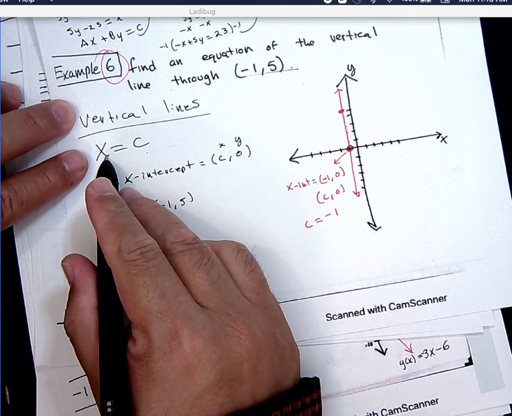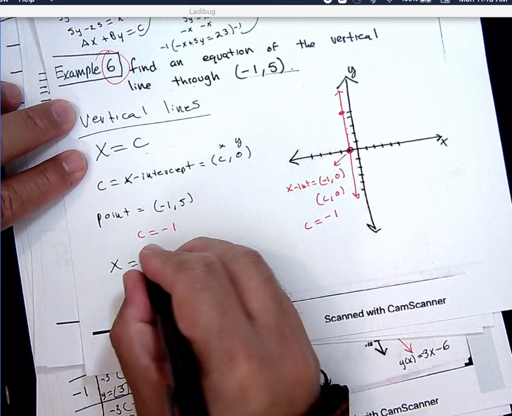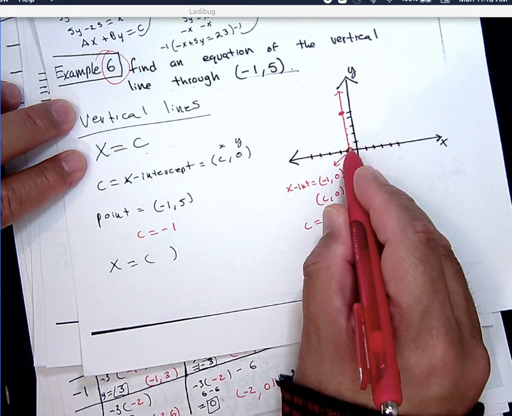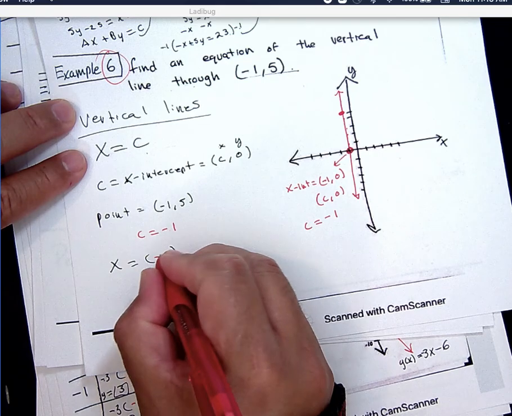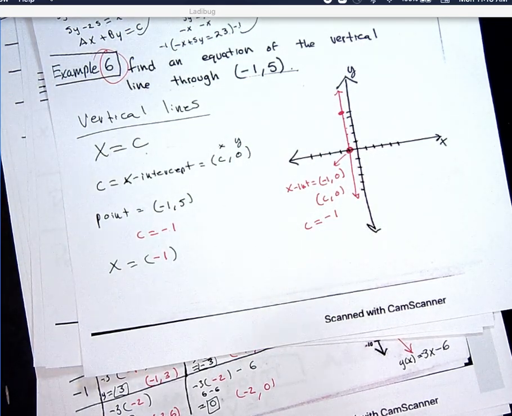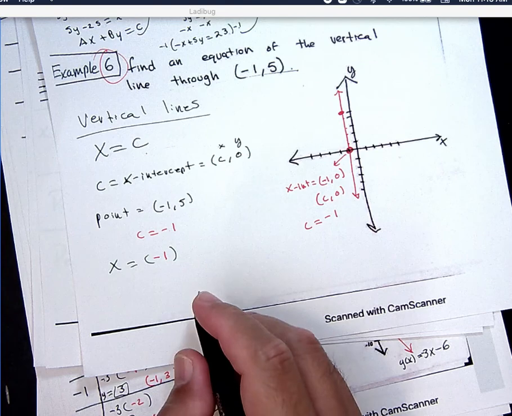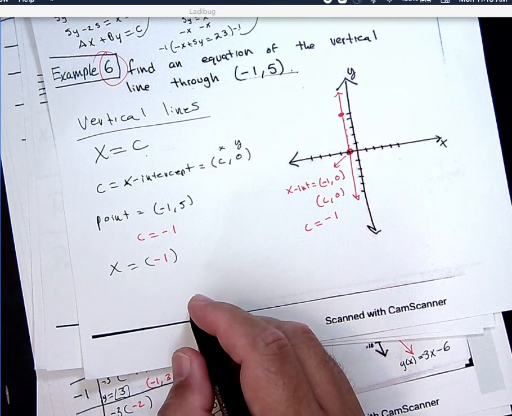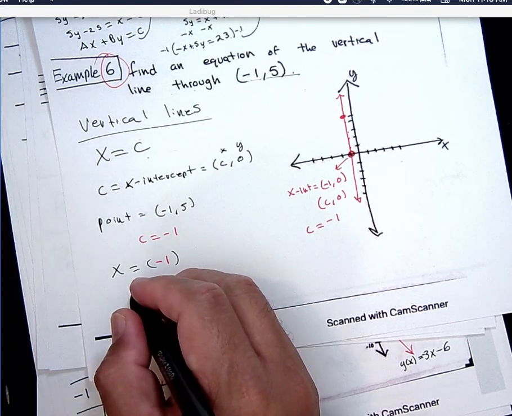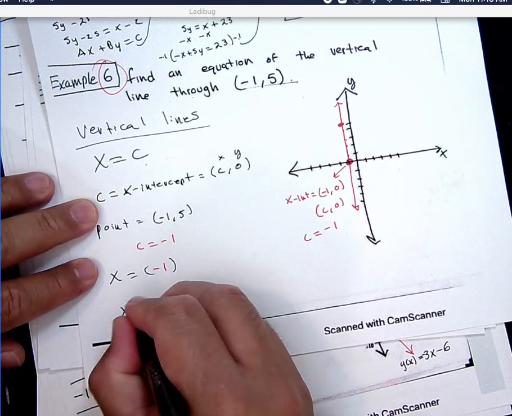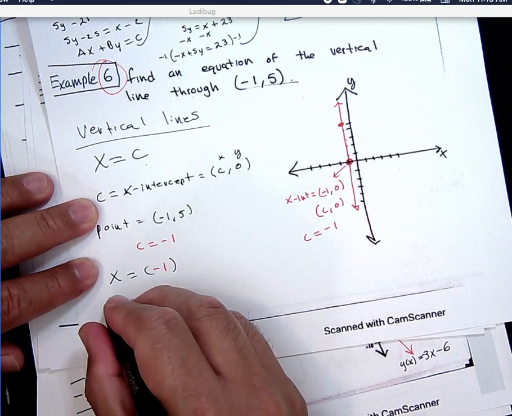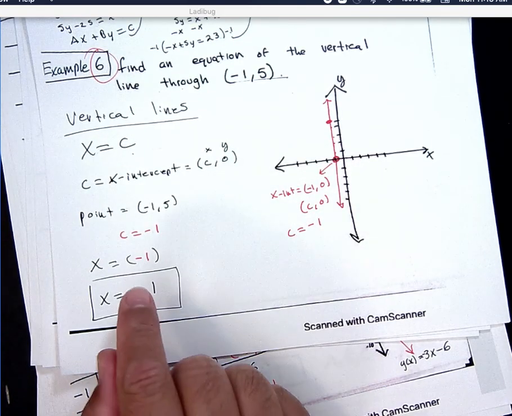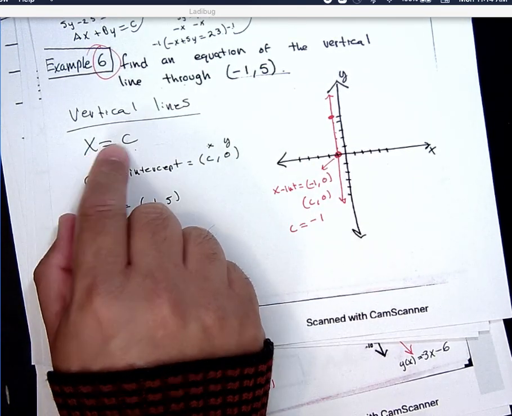So what's the formula? This. So x equals parentheses. What's the c? It's where it touches the x-axis, which is negative 1. So the formula for this would be, let me see, yep, x equals negative 1. And that's the answer. So remember, vertical lines start with x equals.